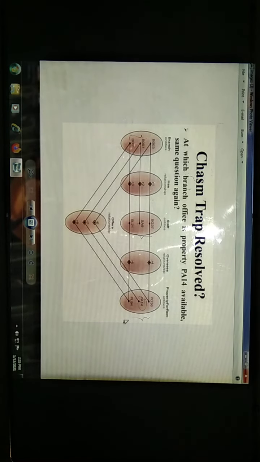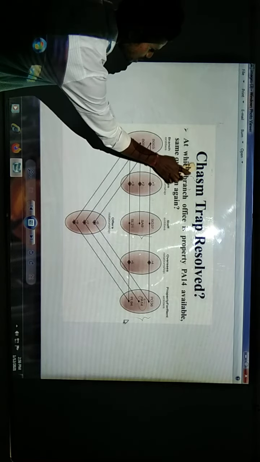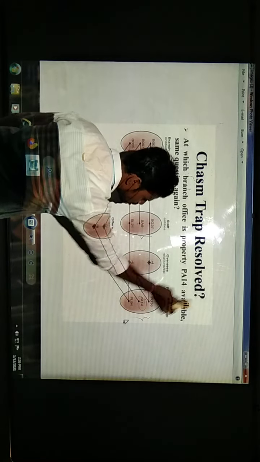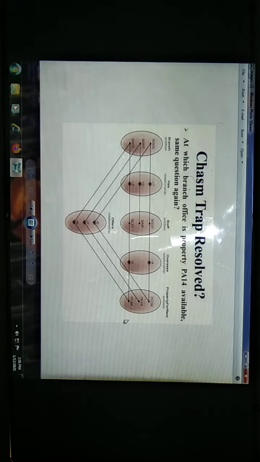Just take the example which is easy for you, and it is not necessary that you should write the example that is given in your material. But if you are giving clarity on what is CHASM TRAP, what is FAN TRAP, and what will be the solutions for those particular problems, then it is enough. Okay, I hope it is clear.